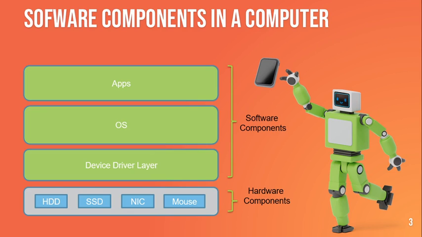And then we have the device driver layer. Then we have the operating system layer, or the OS layer. As I said, the operating system is the main software component of a computer. And then we have the apps, or applications, layer.